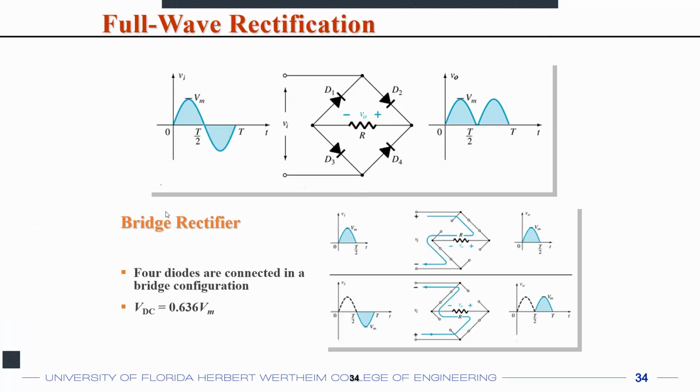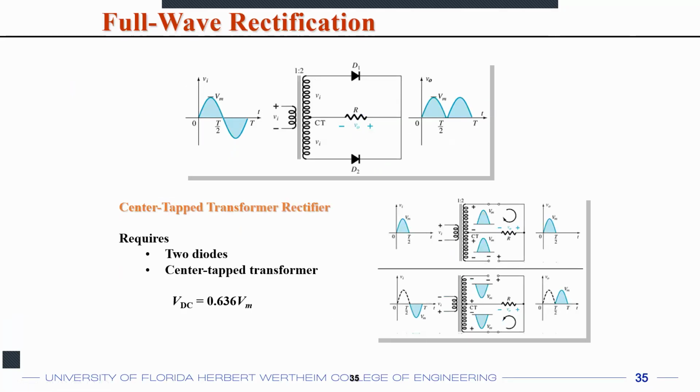So if there are two diodes, you're seeing two diode drops. Is there a way to do the full wave rectification with only one diode? In that case, you'll probably see the drop from only one diode, and then the performance will be better. So this is called a center tap transformer based rectifier.